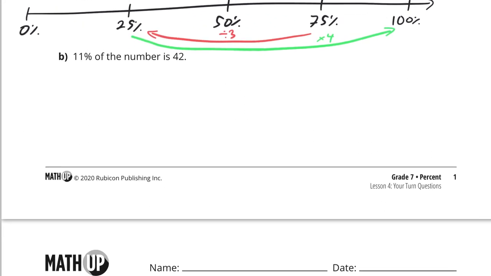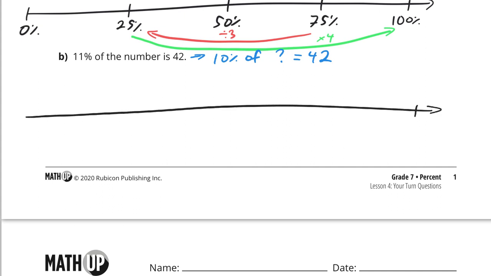Next, 11% of the number is 42. Let's make this into 10% of some number is 42. We don't even need to change it. I'll show you why. Here's our number line with 100% over here and 0% over here. Okay, 11% of the number, or 10% of a number, is 42.